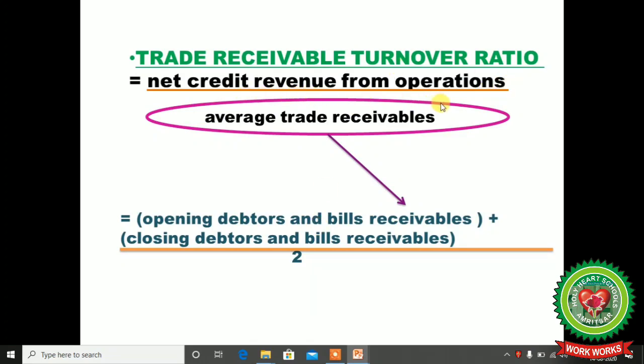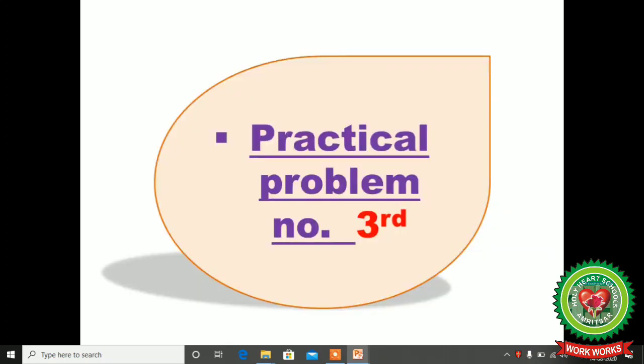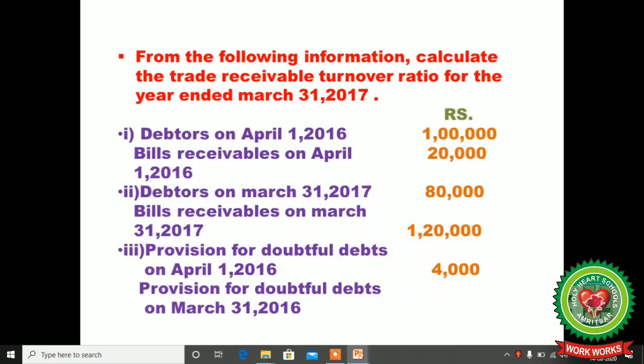So the trade receivable turnover ratio formula: net credit revenue from operations divided by average trade receivable. So how to find out the average trade receivable? Opening debtors and bills receivable plus closing debtors and bills receivable, divided by 2. Your average trade receivable is the opening balance plus closing balance divided by 2.